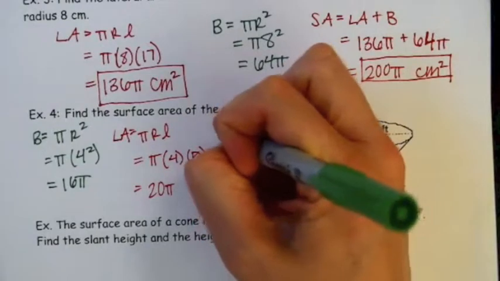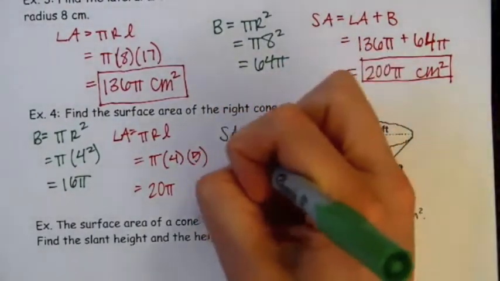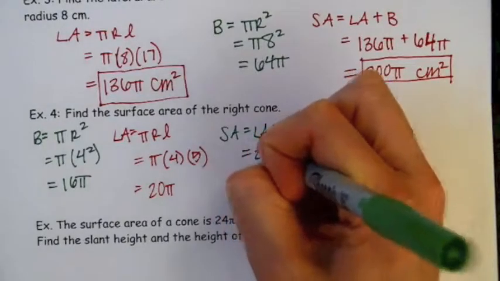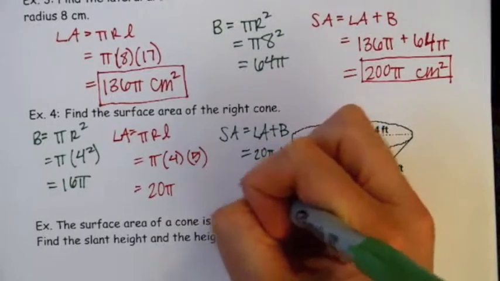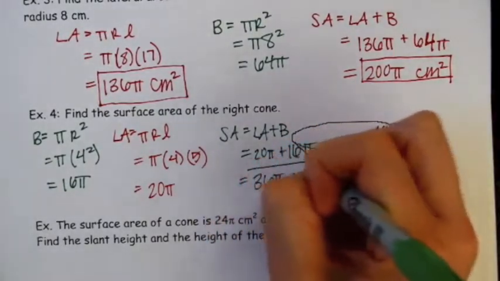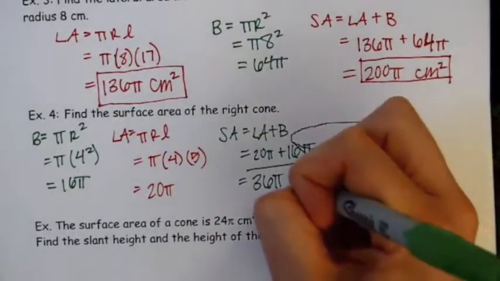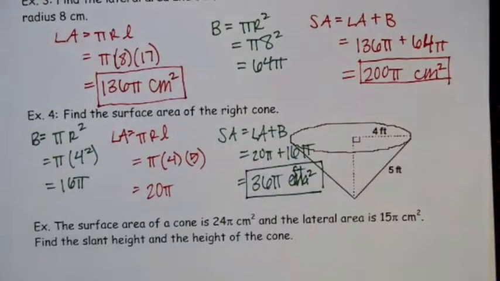So my surface area is my lateral area plus the area of the base. My lateral area is 20 pi. My area of the base is 16 pi. That will give me 36 pi centimeters squared. Oh, feet squared. I'm going to leave it in exact form.